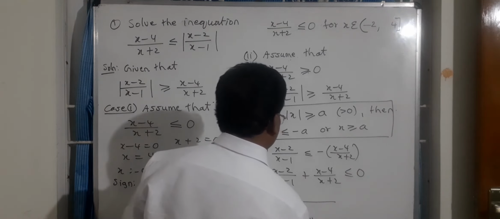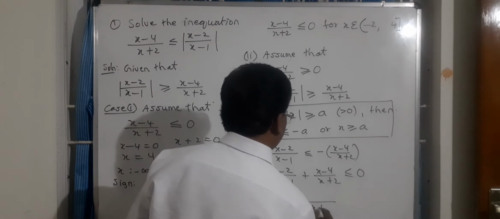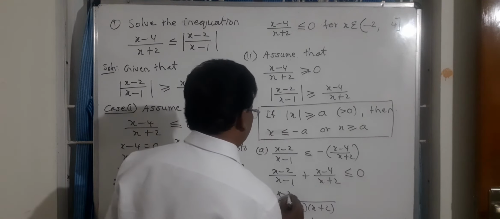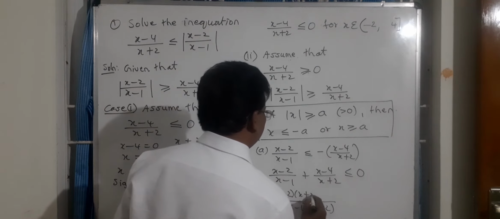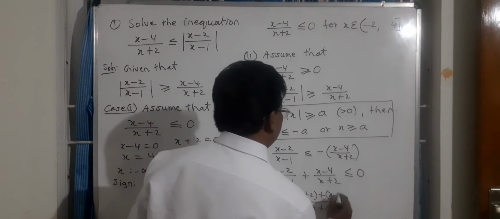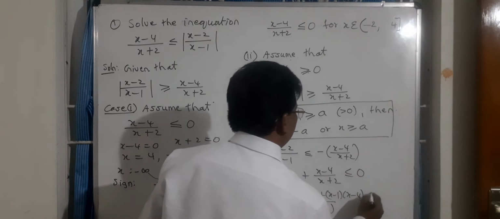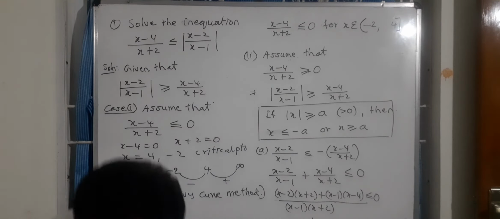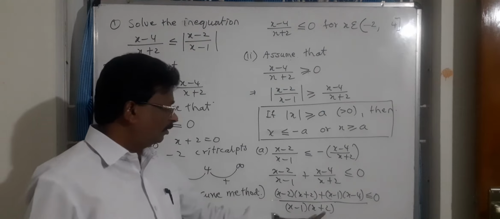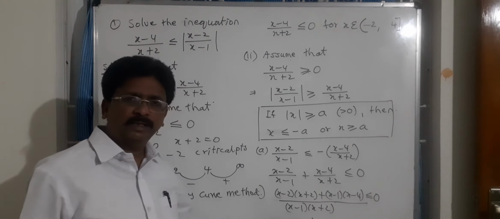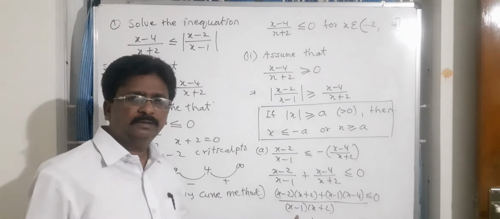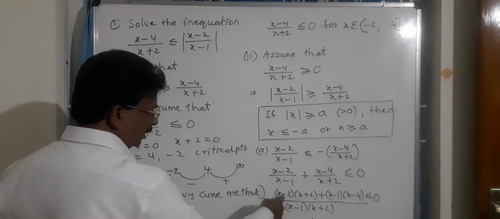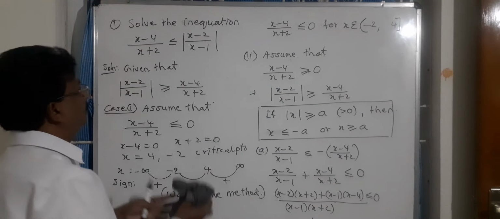The LCM is (x minus 1) into (x plus 2). Here, (x minus 2) into (x plus 2) plus (x minus 1) into (x minus 4) is less than or equal to 0. Okay, let us simplify this. Now don't remove the factors here, let us keep them like that. Here let us multiply the numerator.